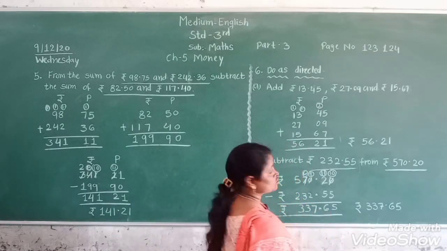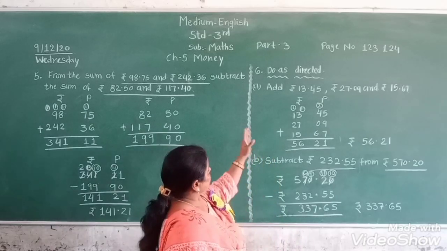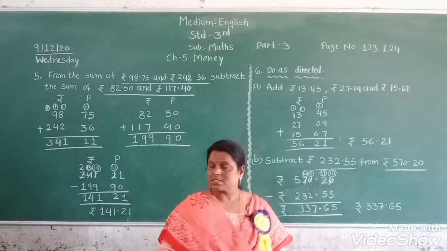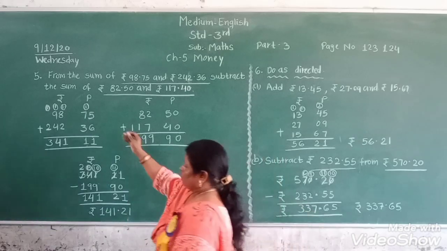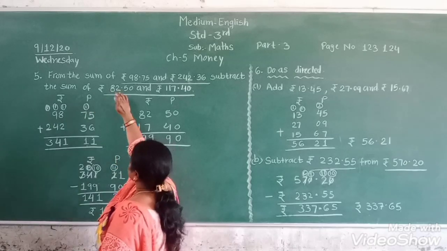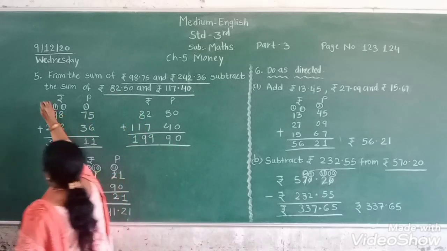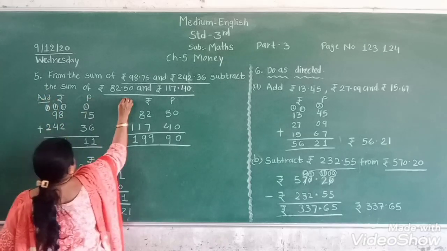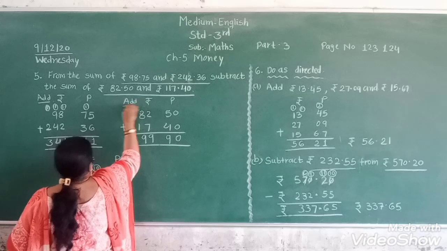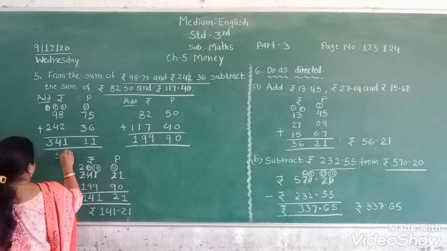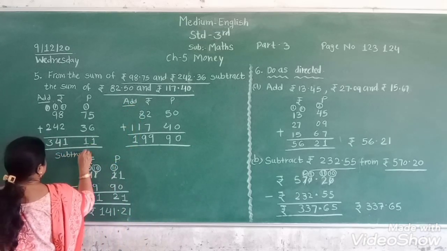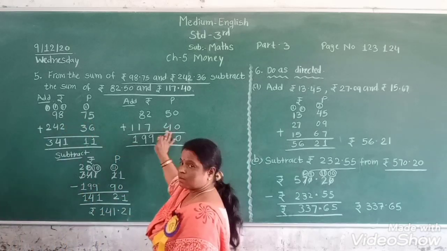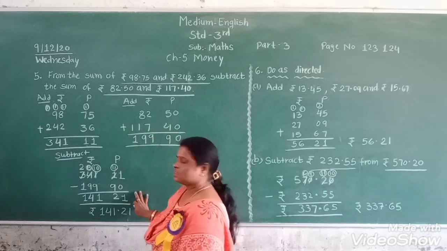So, you understand? Do as directed. And number 5 sum also. Here, first sum. Sum means addition. So we write here add. Here also add. And here we write subtract. Both sums are addition and the last is subtraction.